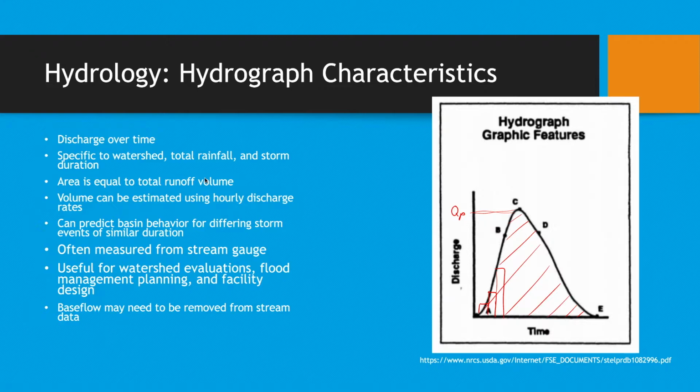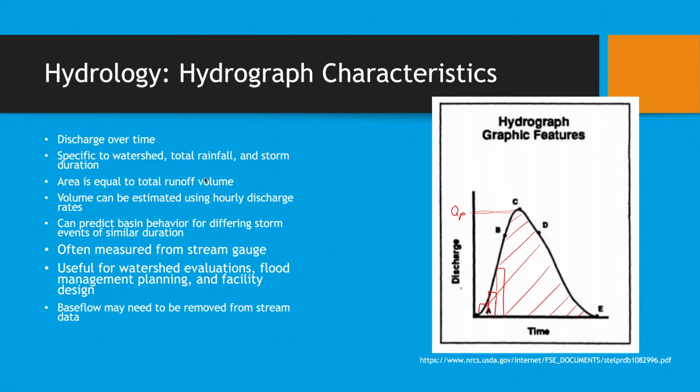And these can be used for watershed evaluations. A big one would be flood management planning. Knowing what kind of peak flow rate that you might be getting from a watershed is obviously very important for planning flood management. And also facility design for things like bioretention. You're going to need to know what the peak flow rates are going to be, or what the total volume is going to be, so that you can size them appropriately.